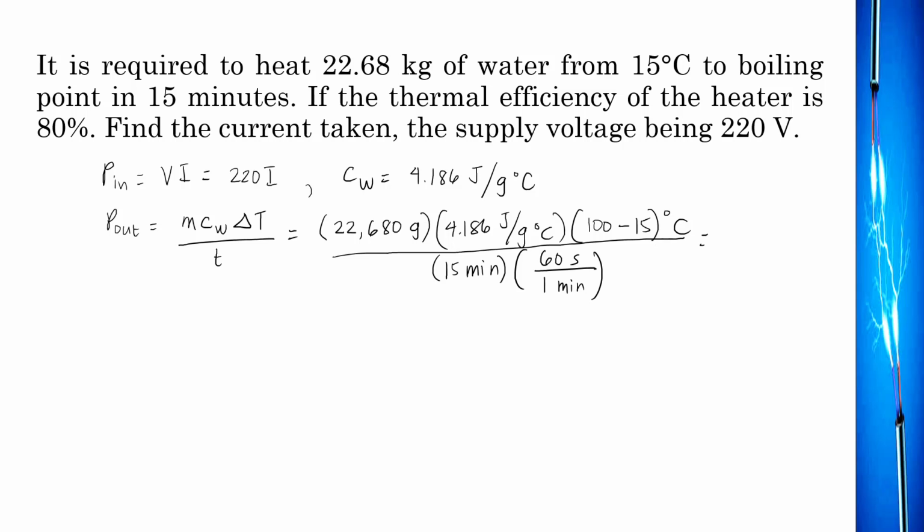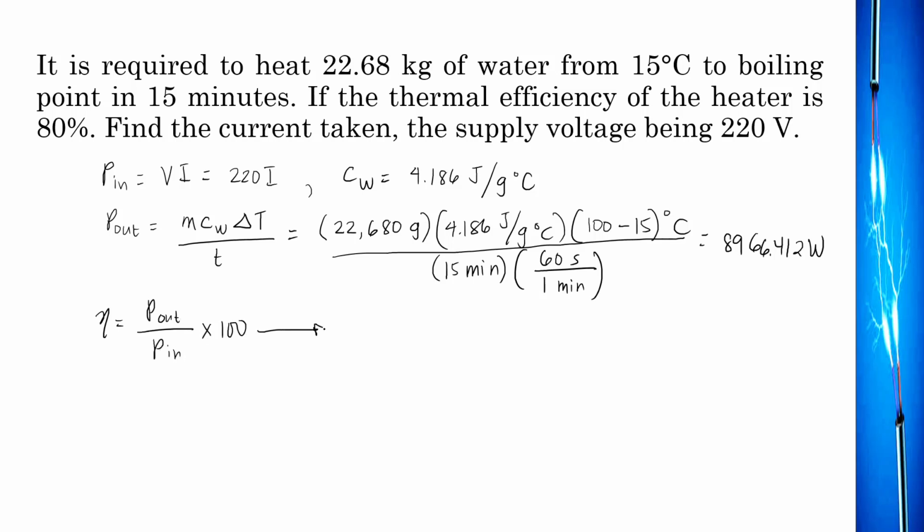85 divided by 15 times 60, you have 8966.412 watts. Ayan. So, hindi pa tapos yan, no? Kasi we have this efficiency. So, you have P out. Ano ba? P out, diba? Over P in. Okay, times 100.